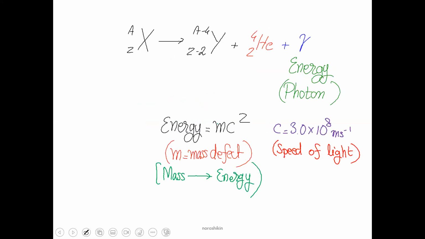Now we are putting our idea of energy transfer. We have already written this equation, and in these processes, alpha decay, beta decay, some mass converts into energy. This is Einstein's equation, and due to this equation, some mass converts into energy.